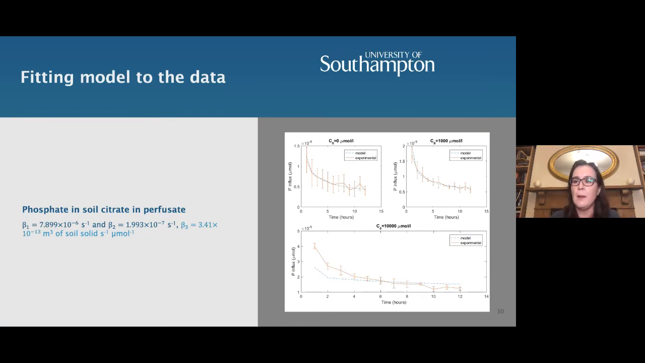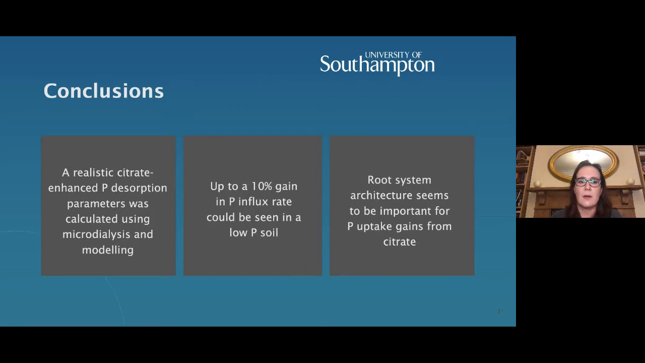And the conclusions from this work were that the citrate enhanced the phosphorus uptake and solubilization in the soil a lot. We got up to 10% gain of phosphorus extraction in very low phosphorus soils, and the root system architecture is very important to achieve these gains.